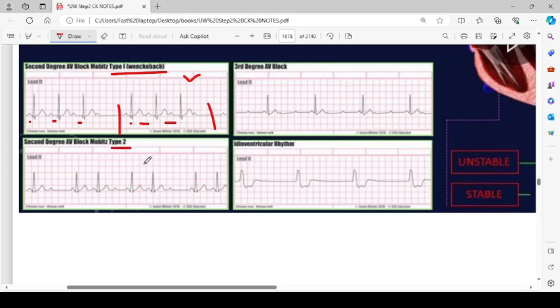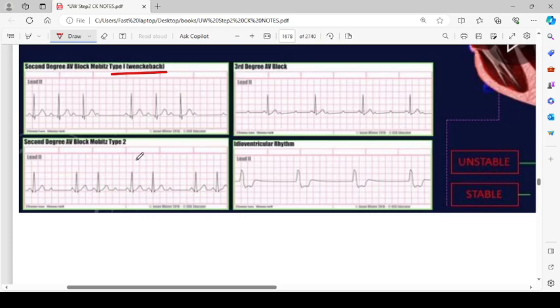Second degree AV block type 2. Here the PR is fixed, but after certain intervals, we have a dropped beat. As you can see, after these two beats we have a dropped beat, then again after these two beats. There is a certain condition they can ask you in an MCQ: in what condition can we not differentiate between Mobitz type 1 and Mobitz type 2? That is if the ratio between the P waves and dropped beat is 2 to 1. If for every 2 beats there is one dropped beat, we cannot see whether the PR interval was prolonged or not. So this is a 2 to 1 ratio, but there can also be a 3 to 1 ratio.